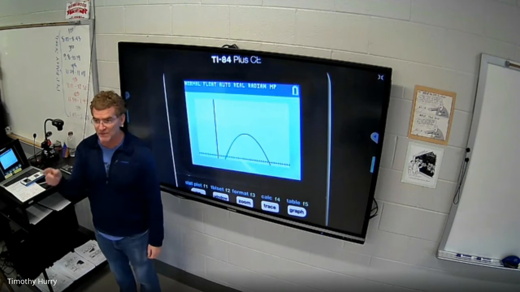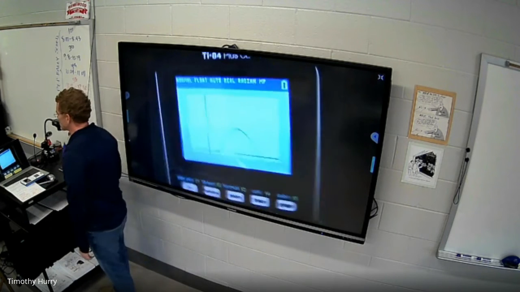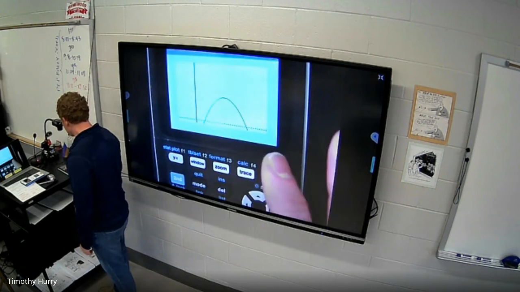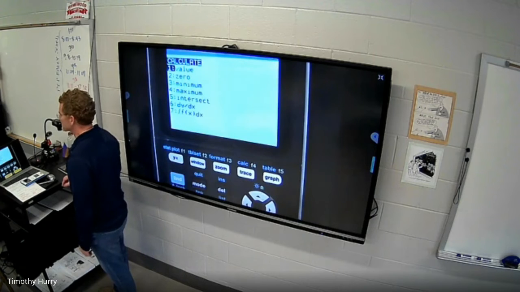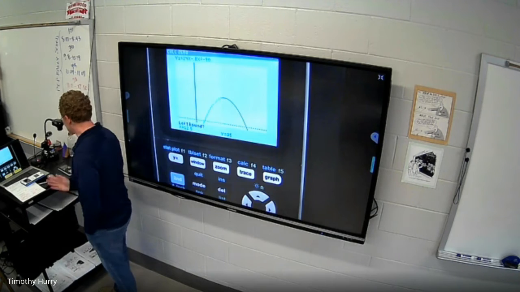Do y'all know how to do that with the 84? Who has an 84 in here? 3 or 4 of y'all, 5 of y'all? Okay, so here we go if you've forgotten. I'm going to go second calculate, the 0. Now it tells me to do a left bound and a right bound.